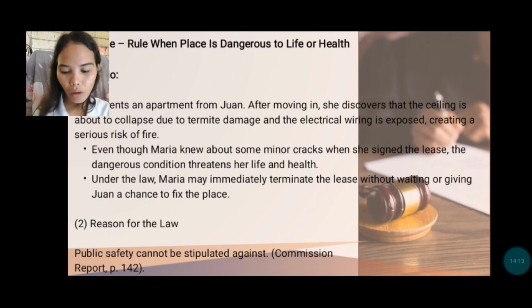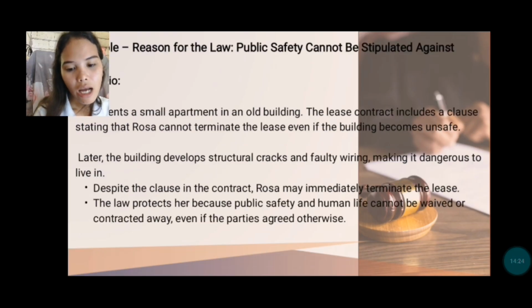2. Reason for the law. Public safety cannot be stipulated against. Commission Report, page 142. Example, reason for the law: public safety cannot be stipulated against.